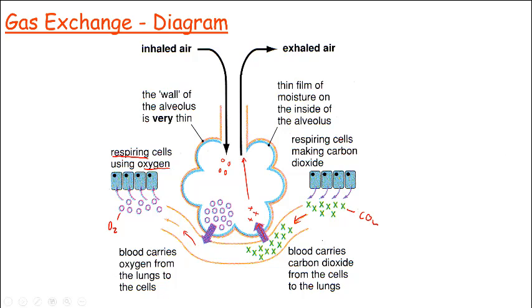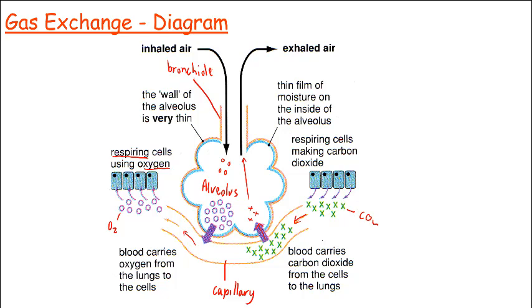Now, this is a very complicated diagram. Basically, what we need to be able to do here is label it and pick out the adaptations. So, here we have got this little upside down tree looking thing, which is an alveolus. This here is a capillary, which is a very small blood vessel. This part here would be a bronchiole.